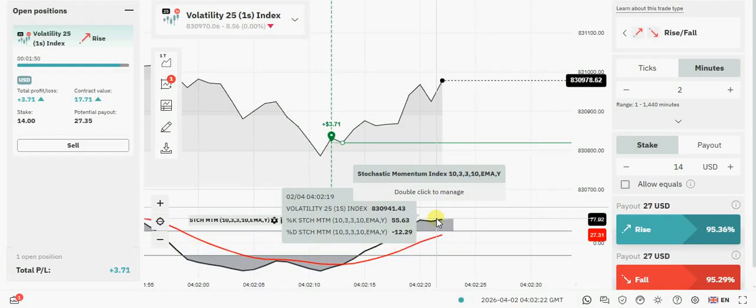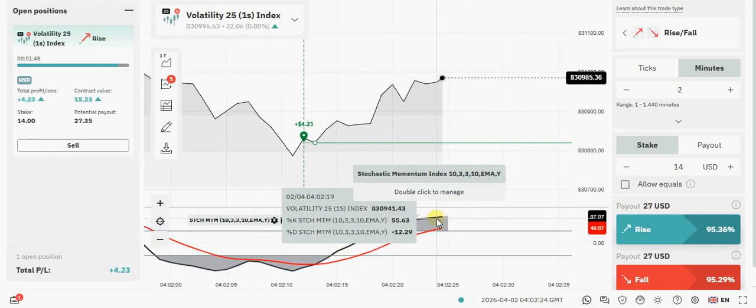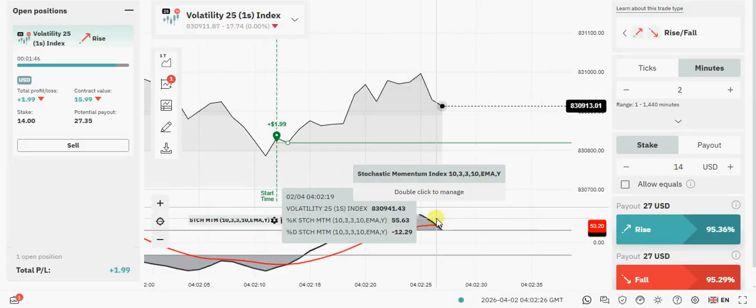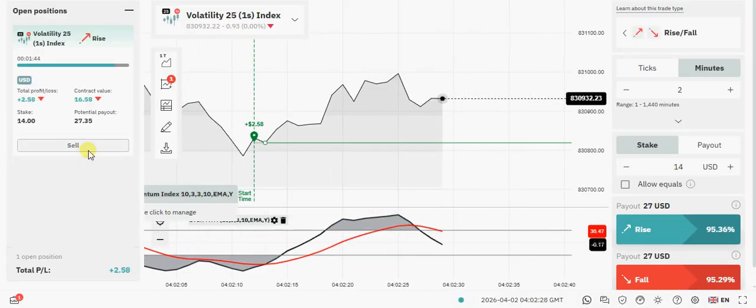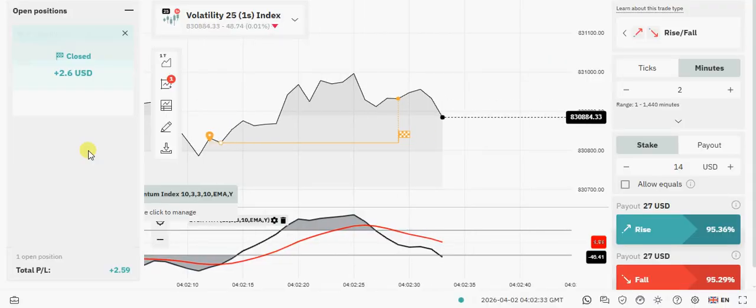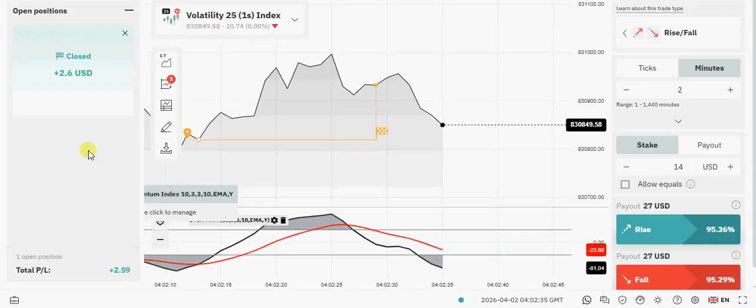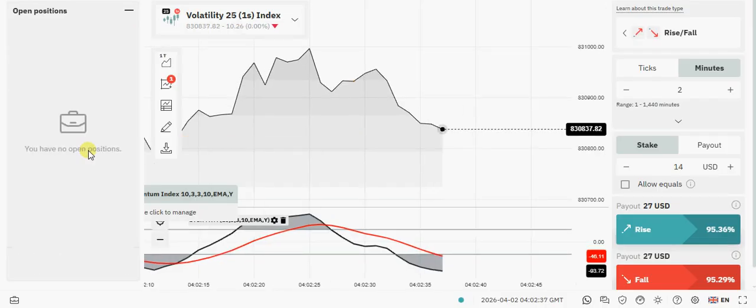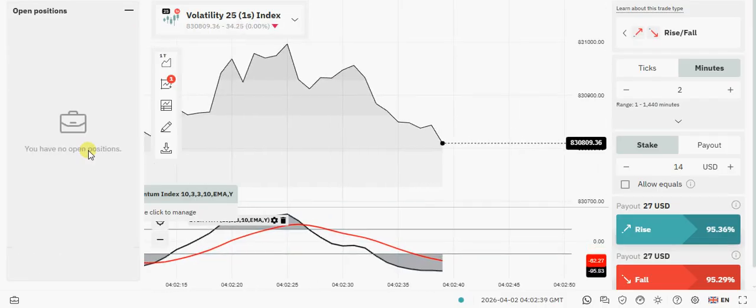This is Matthew again, and this is our fifth strategy for today, 1st of April 2026. So we're going to be selling at market here. We won't wait for the trades to end. So we'll be scalping in this strategy, and we're trading the Volatility 25 1x.